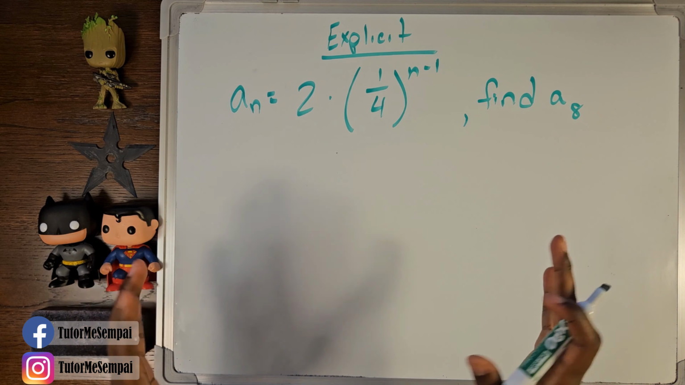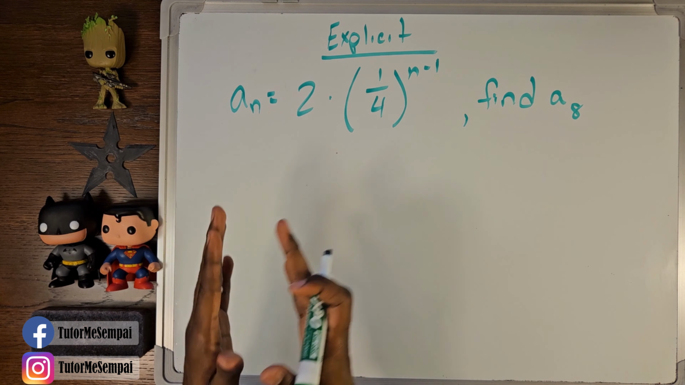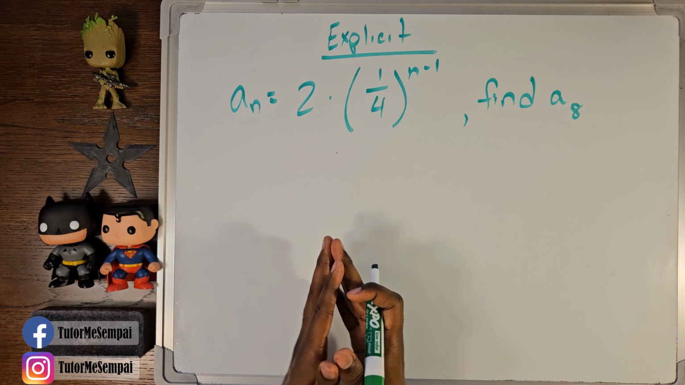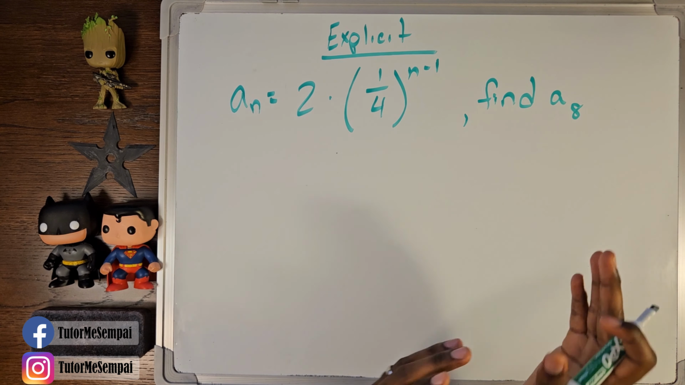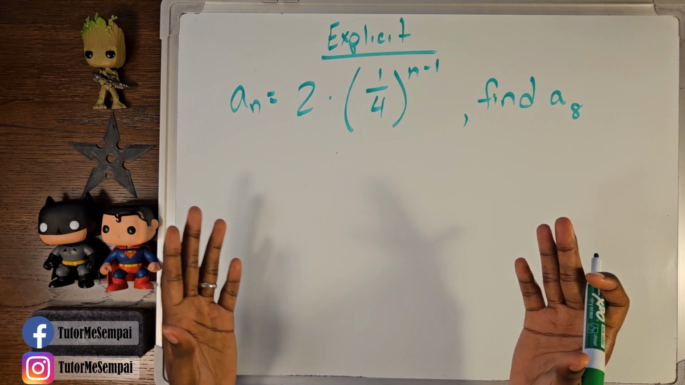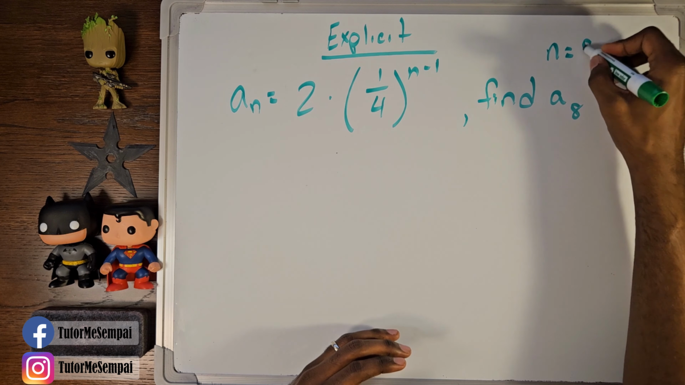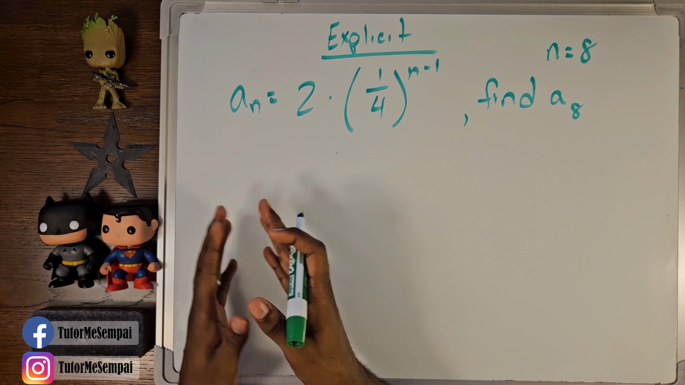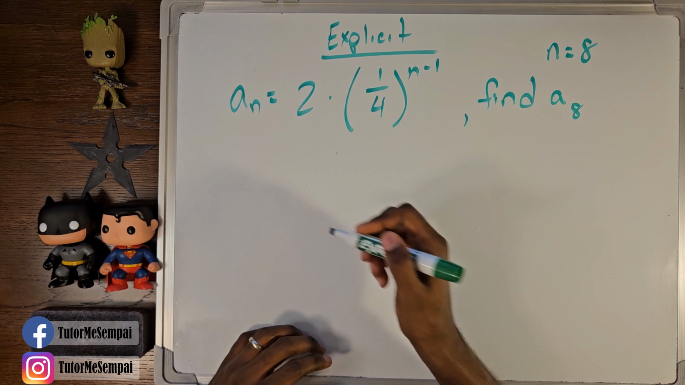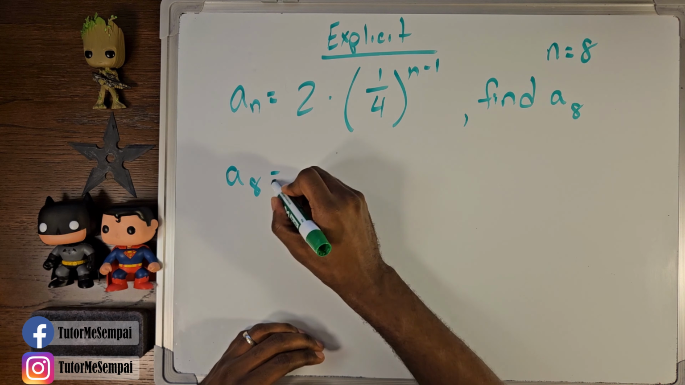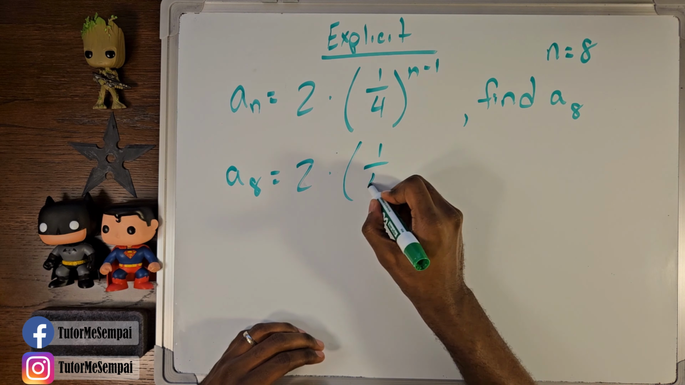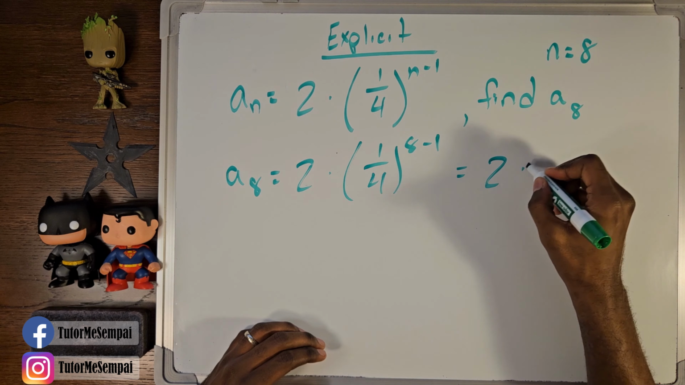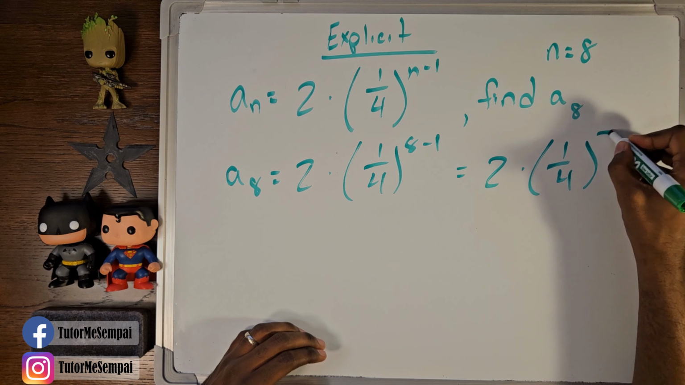So let's do just that for this explicit formula here. Here we have a sub n equals 2 times 1/4 to the n minus first power. And we want to find our a sub 8, our 8th term of our geometric sequence. This tells us that our n is going to equal 8 in this question. So let's plug and chug. Let's plug in our 8 wherever you see an n and see what we get when we evaluate it. So we have a sub 8 equals 2 times 1/4 to the 8 minus 1. And this is just going to be 2 times 1/4 to the 7th power.